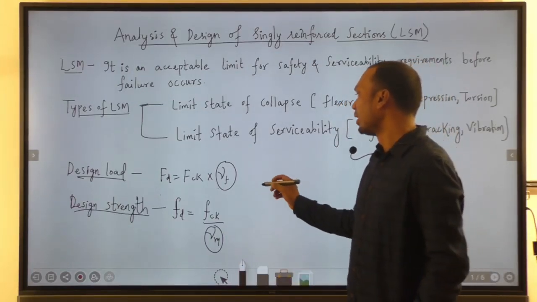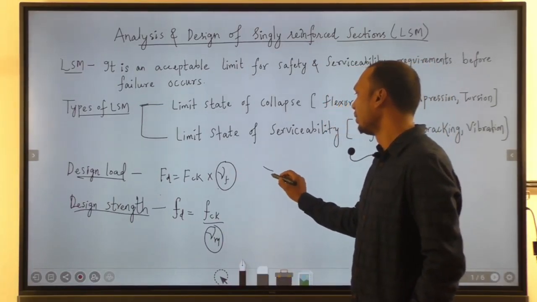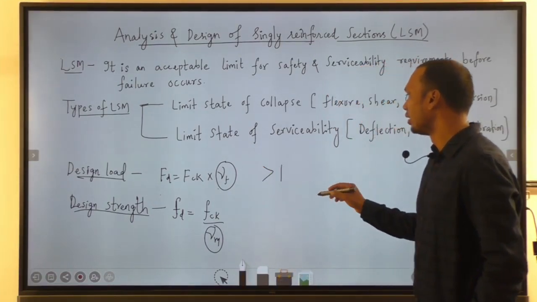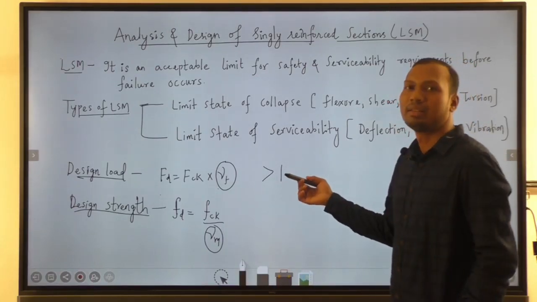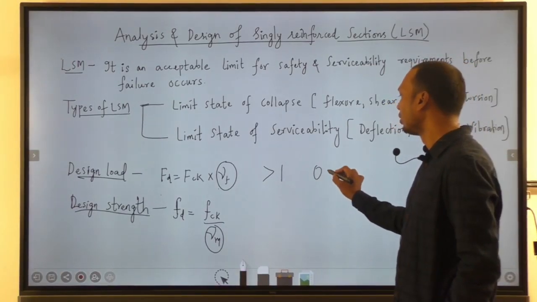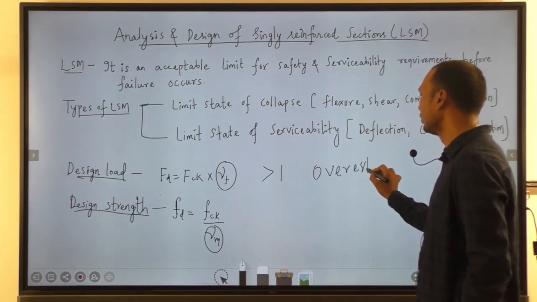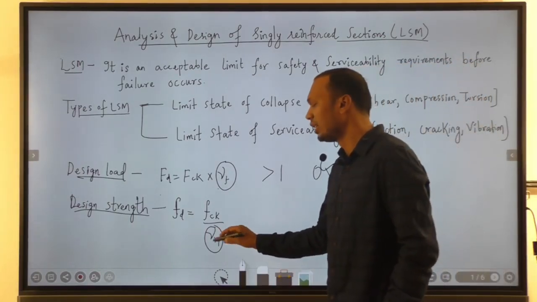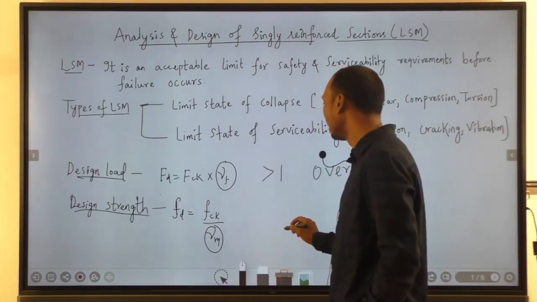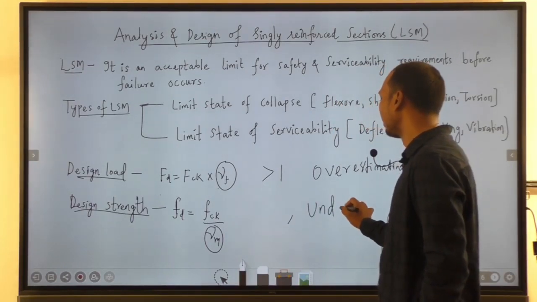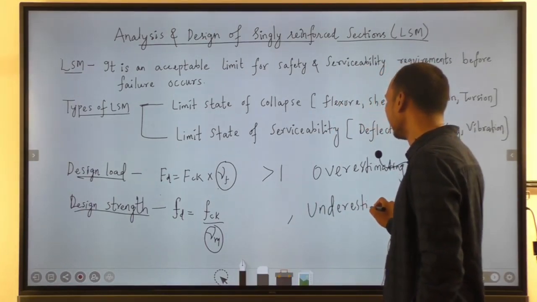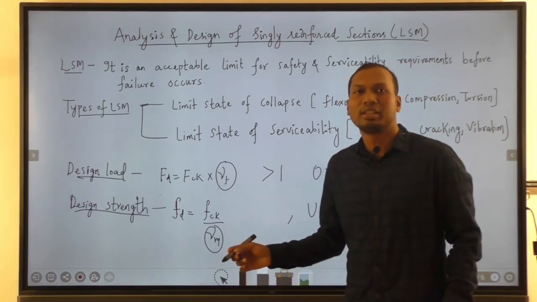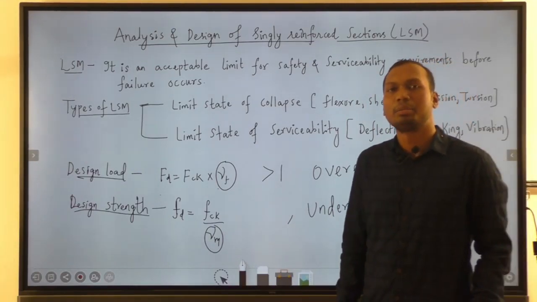So if we see, we are multiplying by a factor which is greater than 1. So this makes the design load even higher than the actual load. So here we are overestimating the load, and on the strength side, as we are dividing by a factor which is greater than 1, we are underestimating the strength of the structure. So this equation actually makes the structure more safe.